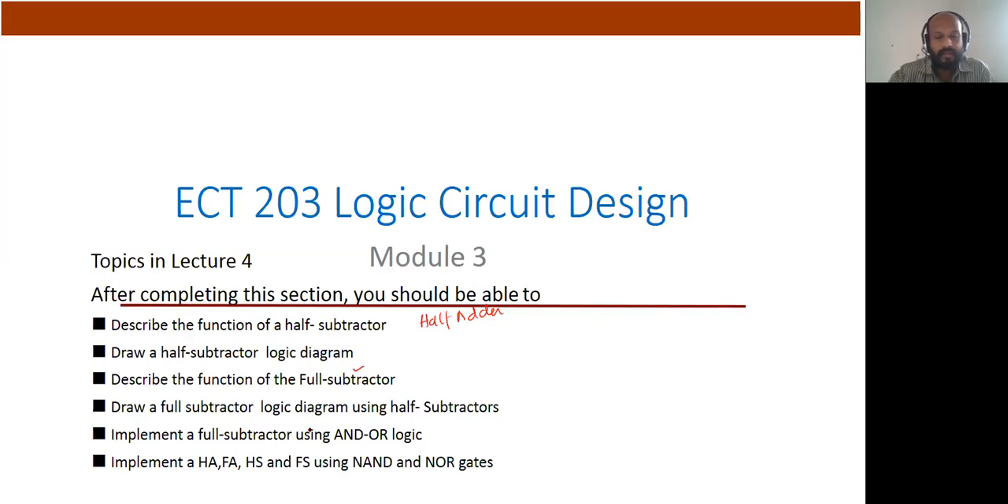And finally, we will discuss how we can implement the half adder, full adder, half subtractor and full subtractor using the universal gates NAND and NOR. It's also a very important concept, how we can implement the adder circuits by using the universal gates NAND and NOR.